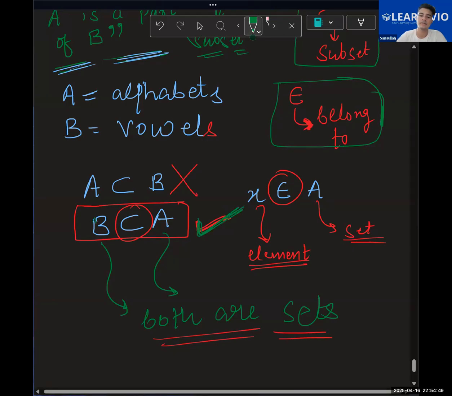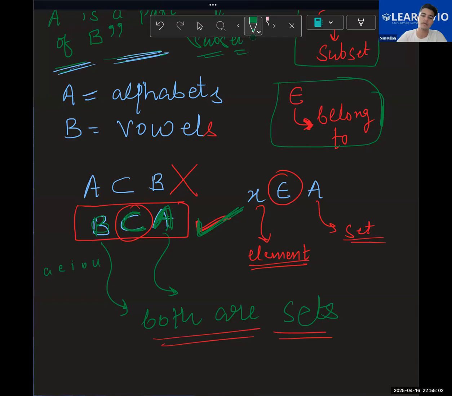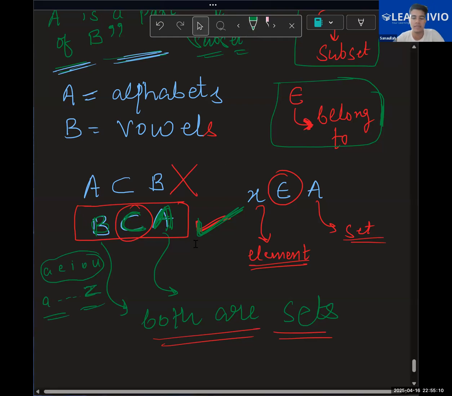क्यों? Because B is a subset of A. B is a part of A. That means vowels are included: A, E, I, O, U. Vowels are included in what? A to Z. ठीक है, vowels include होते हैं उसमें.